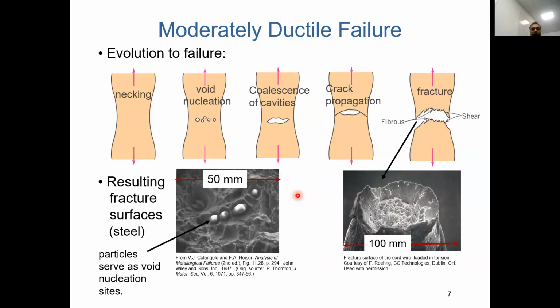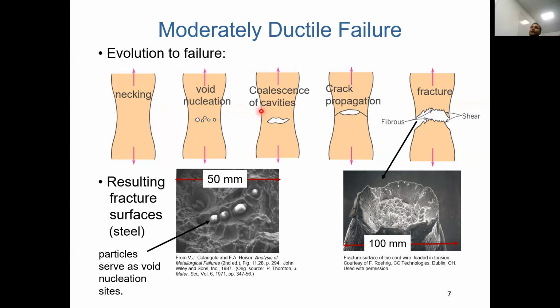Now, what actually happens? What are the different steps that go on in a ductile material? First, when we apply a force on any material, you stretch it. When you apply a force and keep increasing it, the first thing that happens is necking will appear. Necking is a reduction in cross-sectional area. If you still keep applying the force, voids, which are tiny gaps in the material, will appear. Void nucleation will take place.